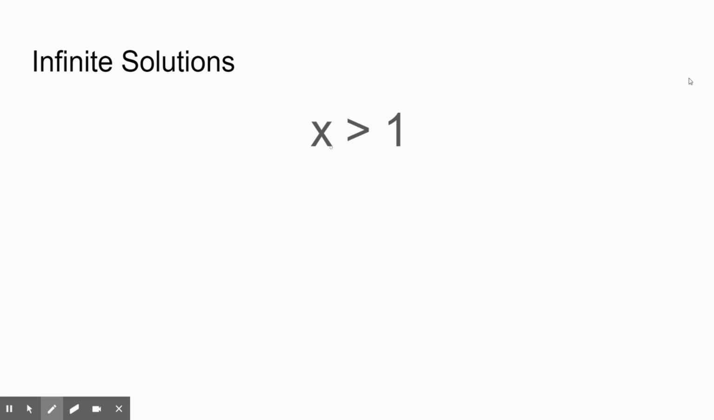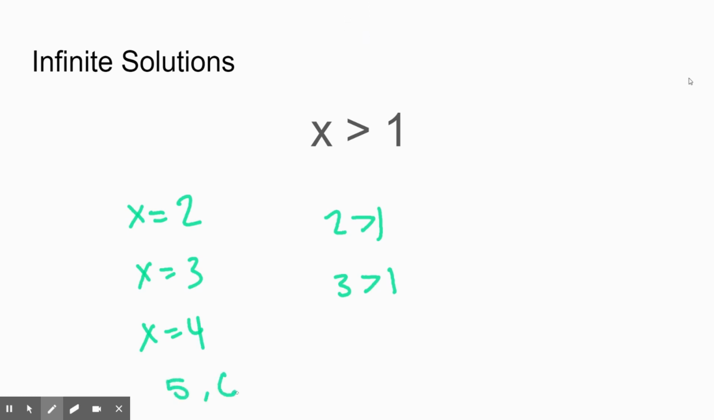For example, in this inequality, we have x is greater than 1, so x could be 2. Right? 2 is greater than 1. x could also be 3, because 3 is greater than 1. x could be 4, because x is greater than 1. You can keep going, 5, 6, 7, 8, etc. You could keep going, and it would still be a solution as long as it's bigger than 1. You could even have something that's really close to 1, like 1.5. That is still greater than 1.